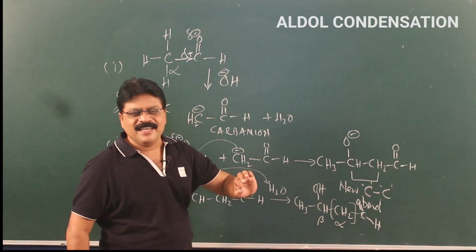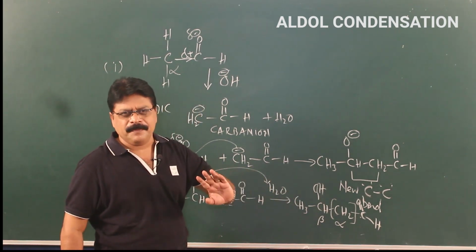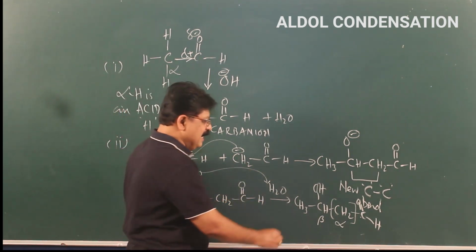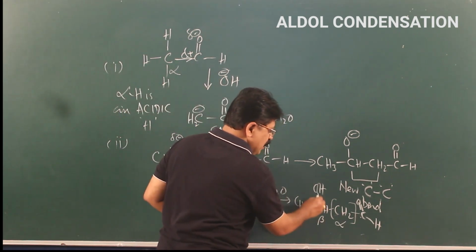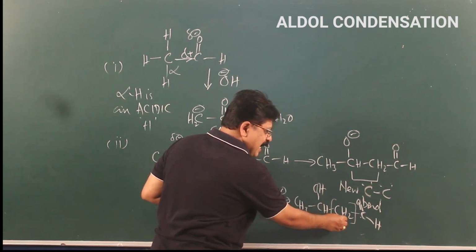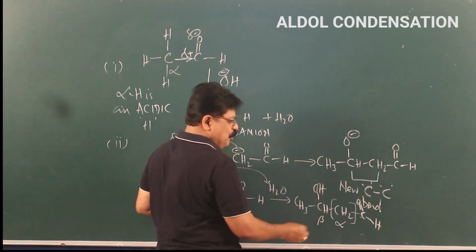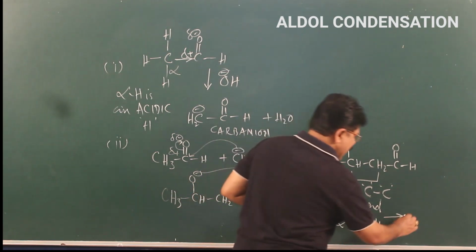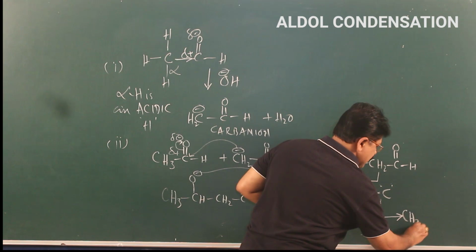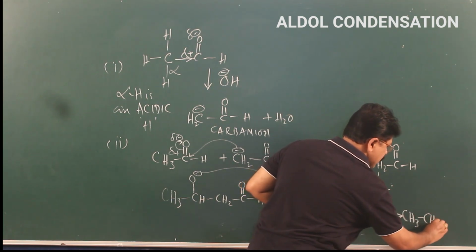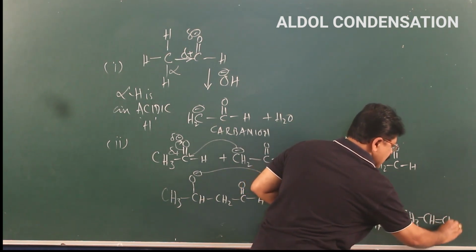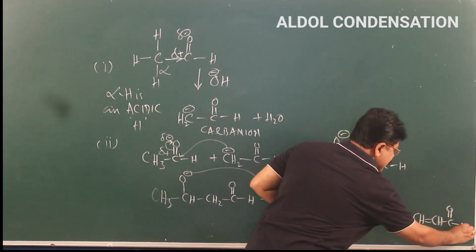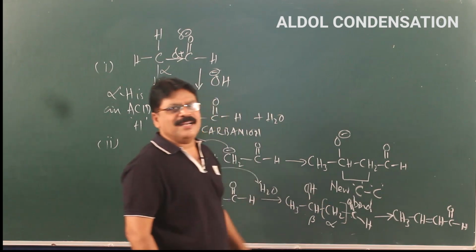Naturally, it will be more acidic, it will be more unstable. That is the reason why, very easily, just on warming, sometimes even without warming at 25 degrees centigrade itself, it automatically eliminates a molecule of water. This OH minus and the second alpha H are eliminated as a molecule of water, resulting in the formation of what we call an alpha beta unsaturated aldehyde or ketone, and this is called a crotonaldehyde.